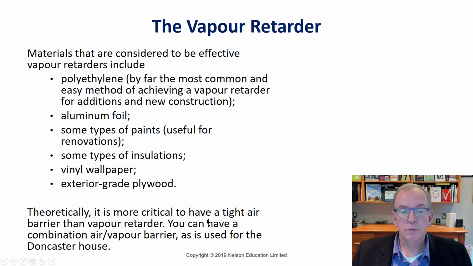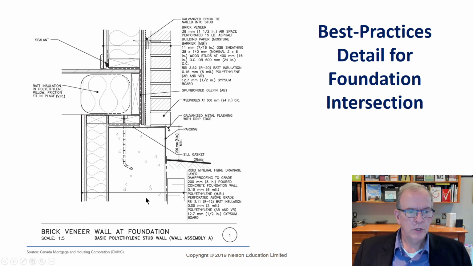So theoretically, it's more critical to have a tight air barrier than vapor barrier. And as I said, you can have a combination on the inside. Here are some details from the CMHC Best Practices Guide, Canada Mortgage and Housing Corporation. You can follow when it says VR, vapor retarder, and when it says AB, air barrier. Like a header wrap, see how it goes down around the plate, up over top of the plywood and up the wall.